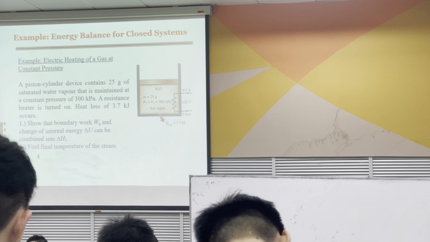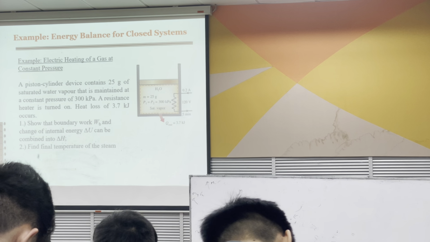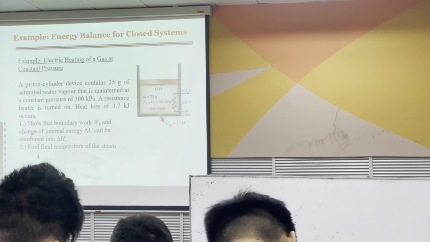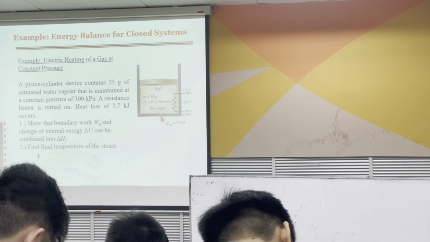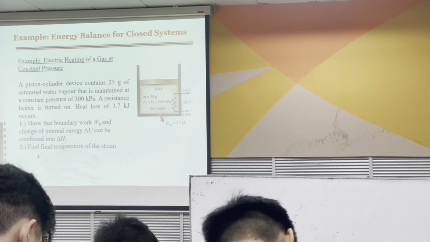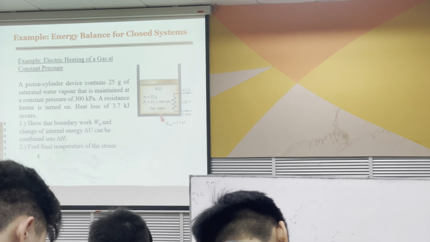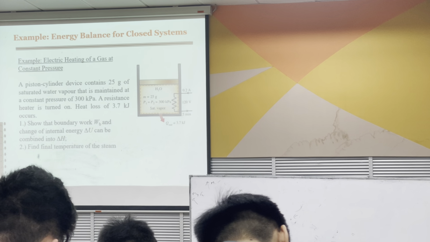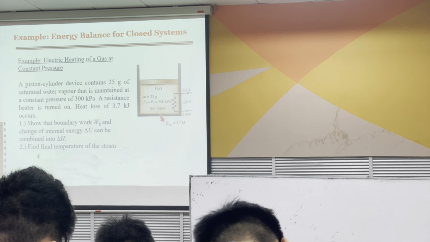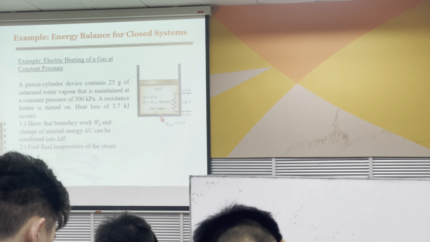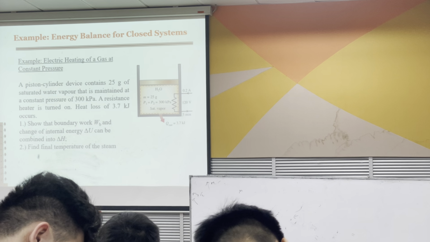You might lose track of what you have and what you are trying to solve. So most of the time, I start off by just writing down all the information given first, so that I know what I have. Here you have 25 grams saturated water vapor and constant pressure of 300 kilopascal. A resistance heater is turned on. So this constant pressure is the entire thing. A resistance heater is turned on and a heat loss of 3.7 kilojoule occurs in this case.